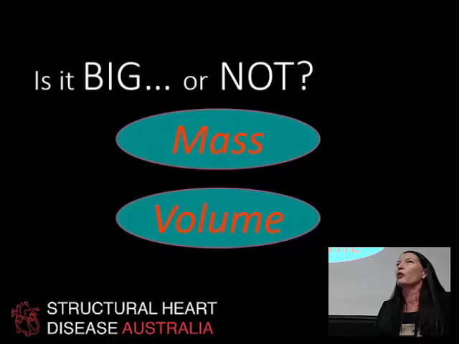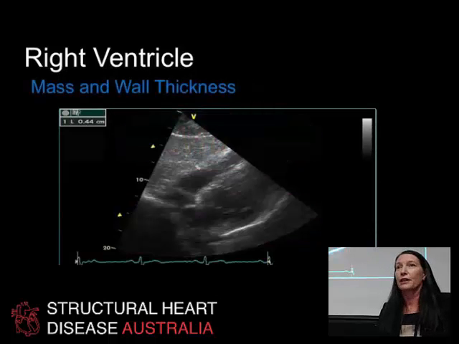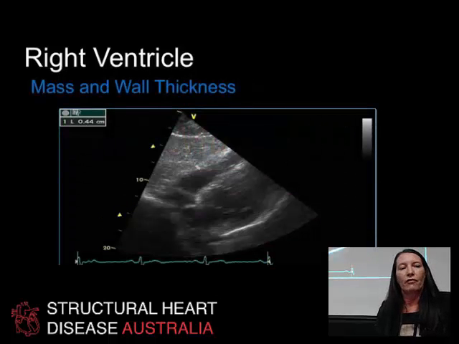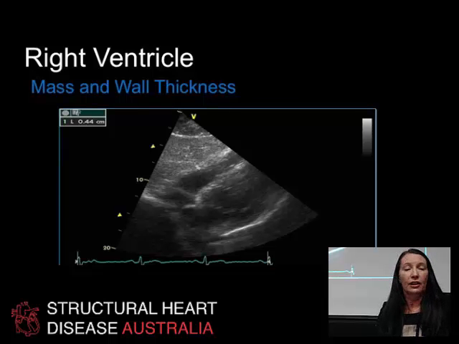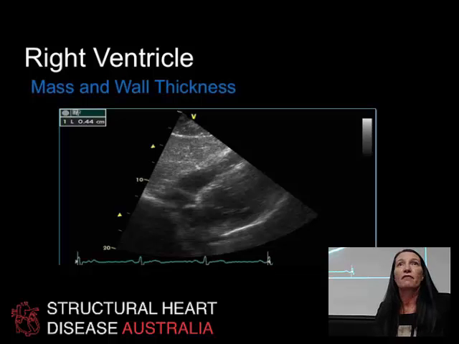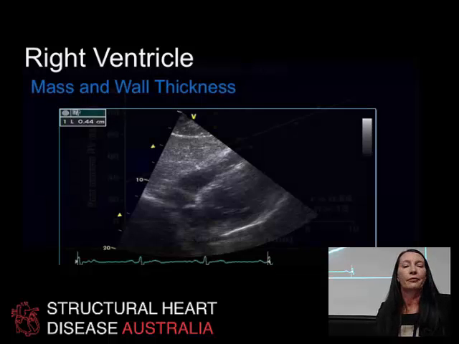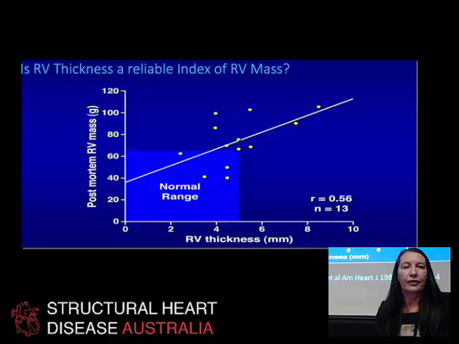So is it big or is it not big? That is the question. What about RV mass and free wall thickness? I mean, we all have a look at the RV free wall in these views, and some people like to measure it, and the guidelines even state that if it's less than 5 millimetres, it's probably a normal width. But we know that it's not really a reliable indicator of RV mass.